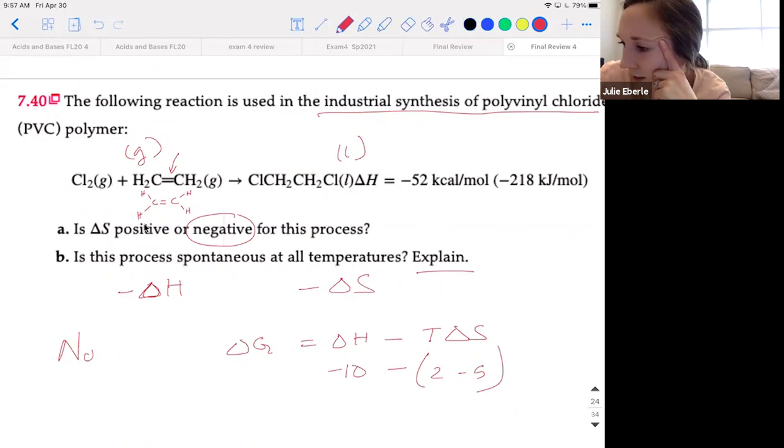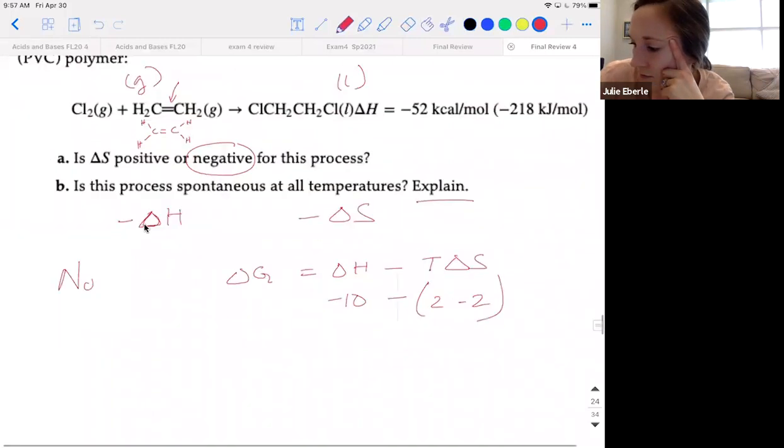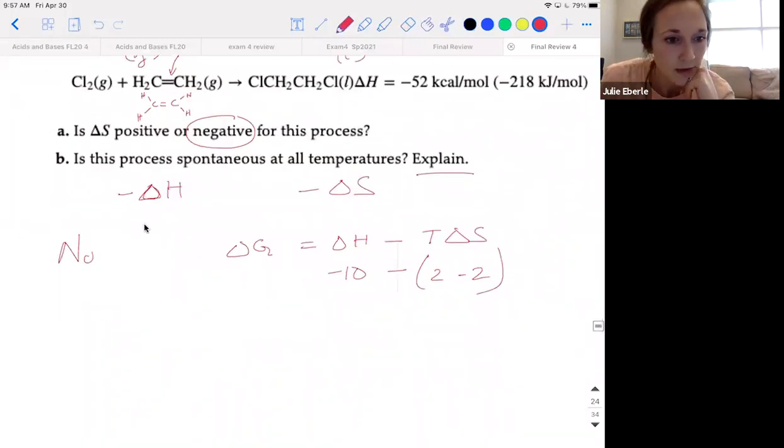Actually, let's make it a negative. Let's make it a smaller number. I'm just plugging in random numbers here. Higher temp can change delta G. It's exactly what I was about to say.